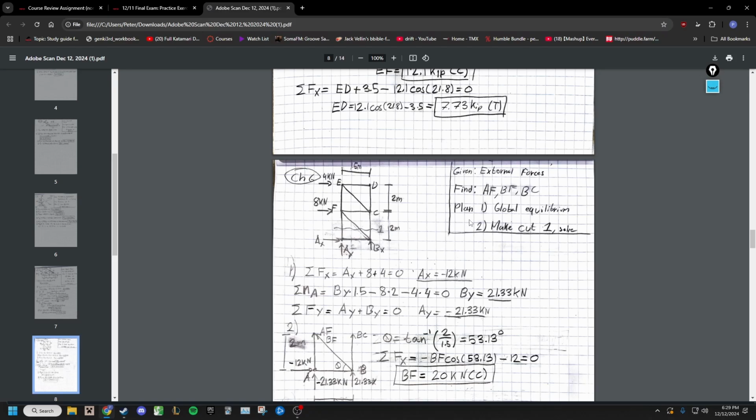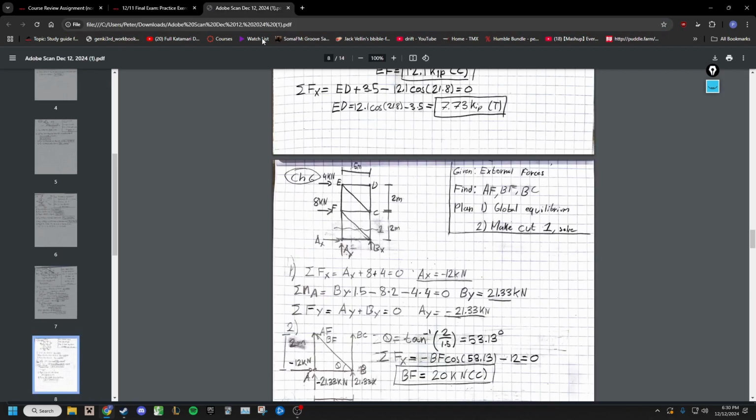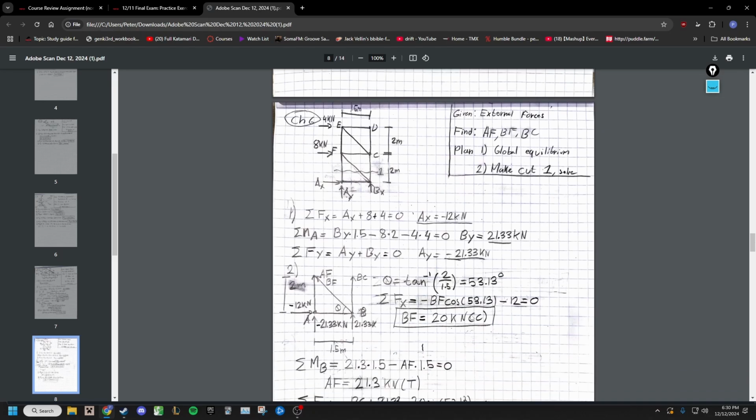And once again, it's a truss analysis. We first start off by doing global equilibrium to find the support reactions. There is a pin here, a roller here. So there is one support reaction in the y direction here. At point A, there's a y and an x reaction. And by doing the global equilibrium, we find that A of x equals negative 12 kilonewtons, B of y equals 21.33 kilonewtons, and F of y, or A of y, equals negative 21.33 kilonewtons.